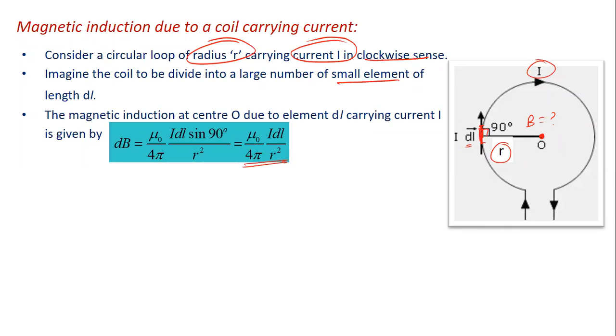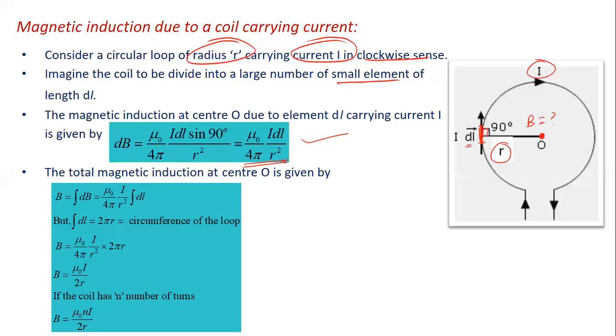But we have to find out the magnetic induction at the center of the current carrying coil due to the total coil, not due to the small element. This is due to element dl. We have to find out due to the total coil. So the total magnetic induction we get by integrating this equation. The total magnetic induction is equal to the integration of this dB.